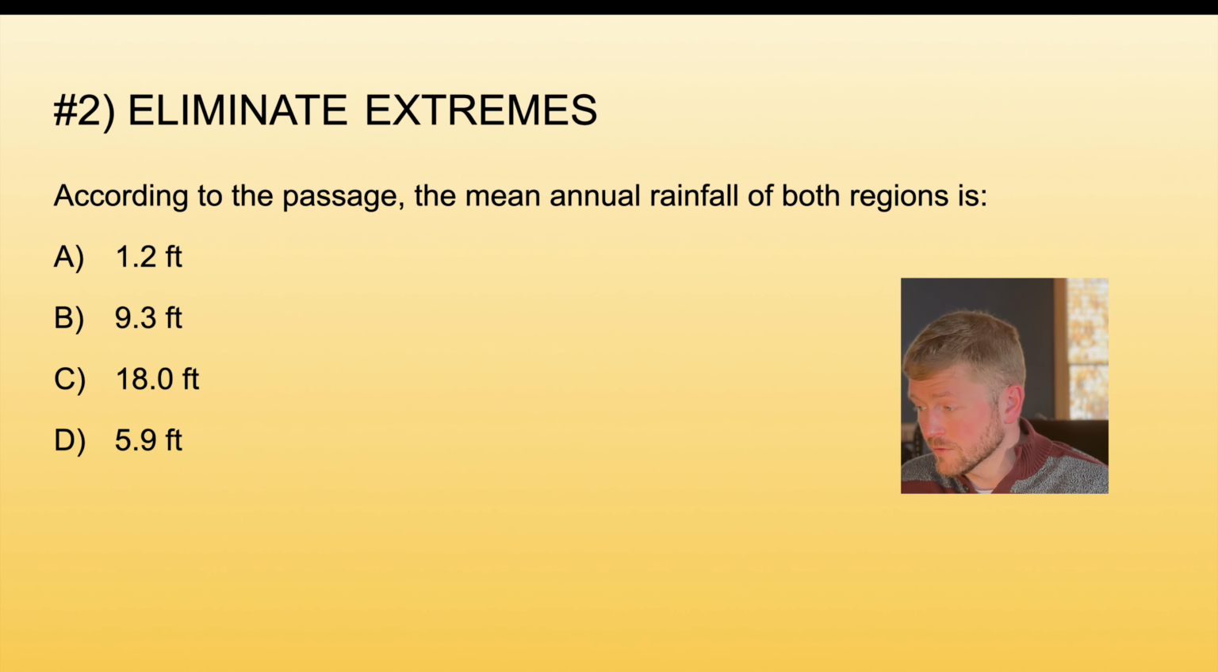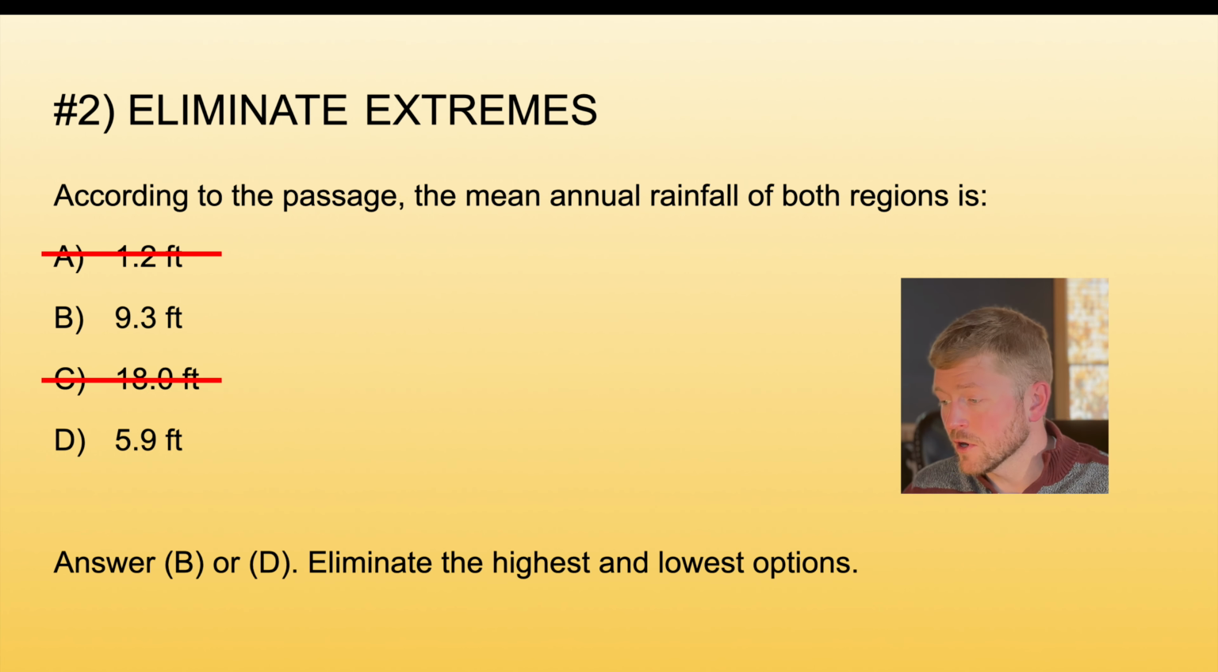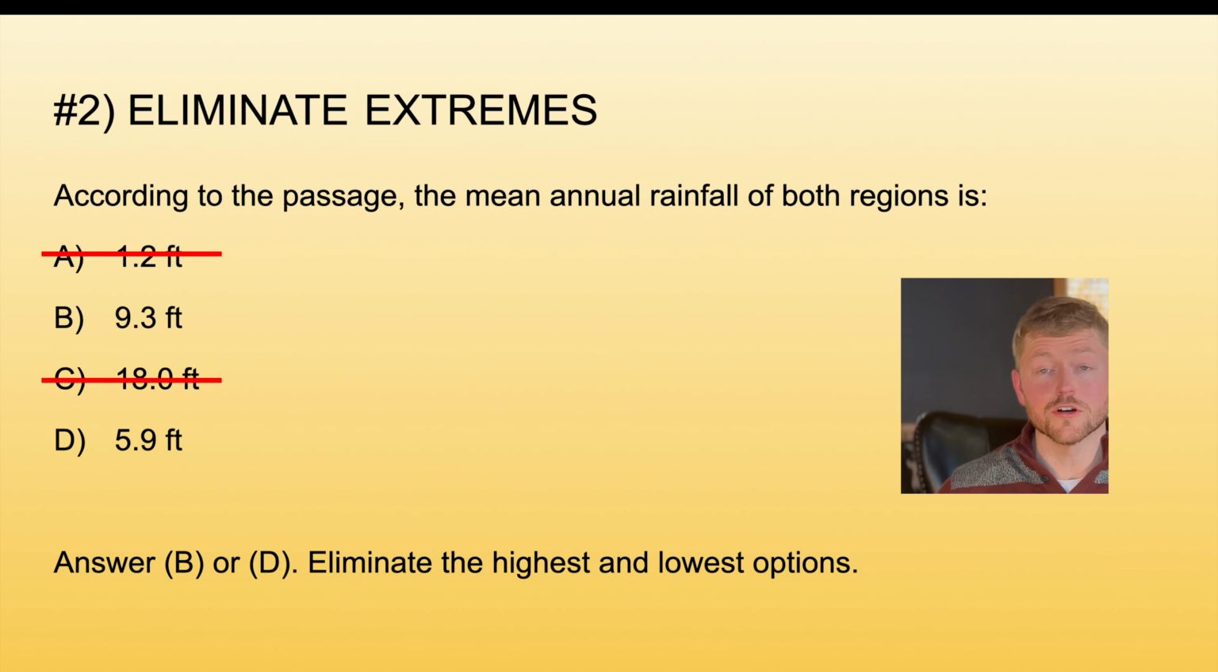So according to the passage, the mean annual rainfall of both regions is, mean means average, which we review in the math videos I have. So we got a range of numbers here. We can see A is low at 1.2, C is high at 18. So we're just going to either guess B or D, if not even looking at the passage, go with one of those two. It's going to increase your chances of guessing that answer correct.